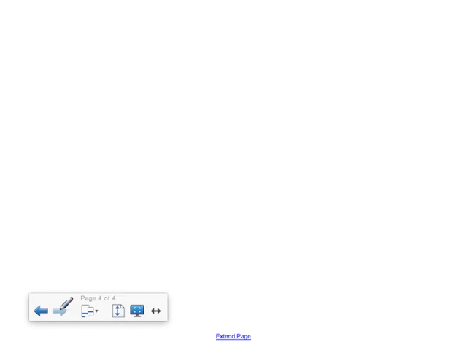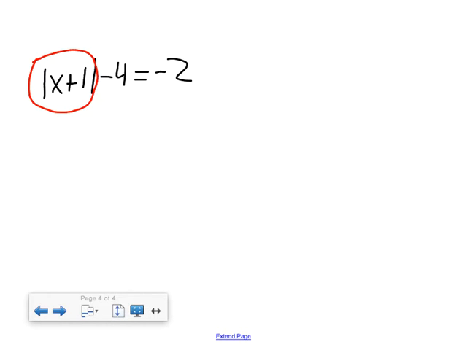All right, let's look at an example that adds just a touch more here. So I have the absolute value of x plus 1, minus 4, equals negative 2. All right, so the difference here is we don't just have the absolute value on the left. Before you can proceed and set what's in the absolute value equal to what's on the right, you have to get this absolute value piece by itself. Okay, so for us, that would mean we're adding 4. So we have the absolute value of x plus 1 equals 2.